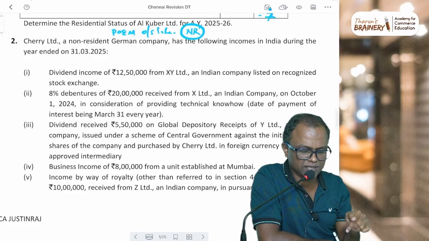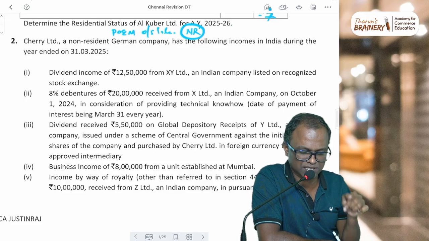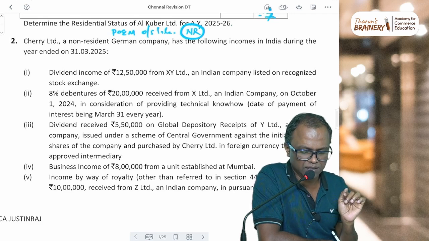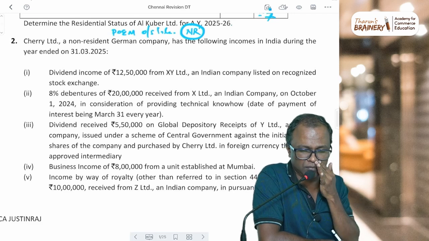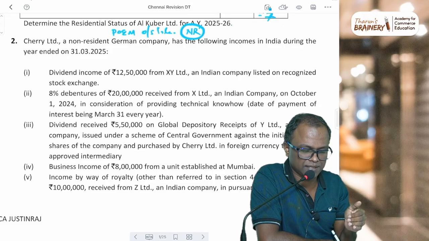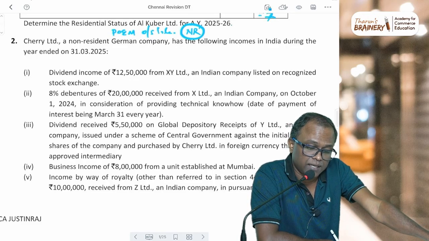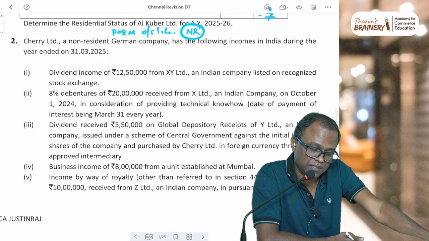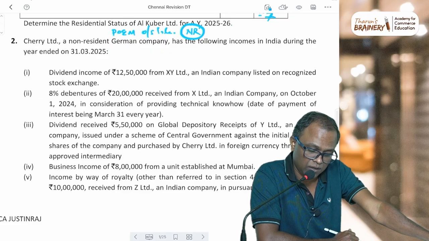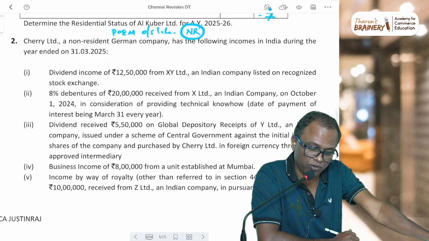So this 8% interest from debentures for 6 months will be taxable at the normal rate. We cannot apply the specific rate. And regarding technical know-how, they are not saying anything regarding any permanent establishment or something like that. They are not mentioning that there is any agreement for providing royalty or technical know-how. Nothing says regarding industrial policy or something like that.